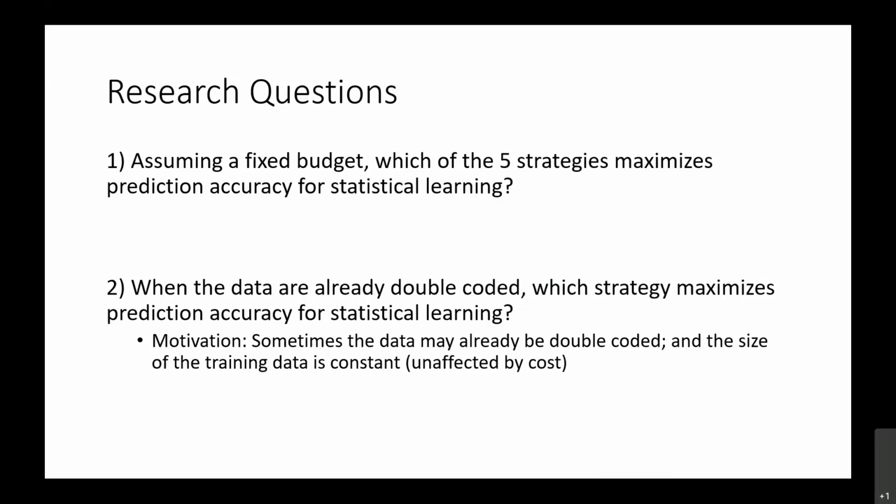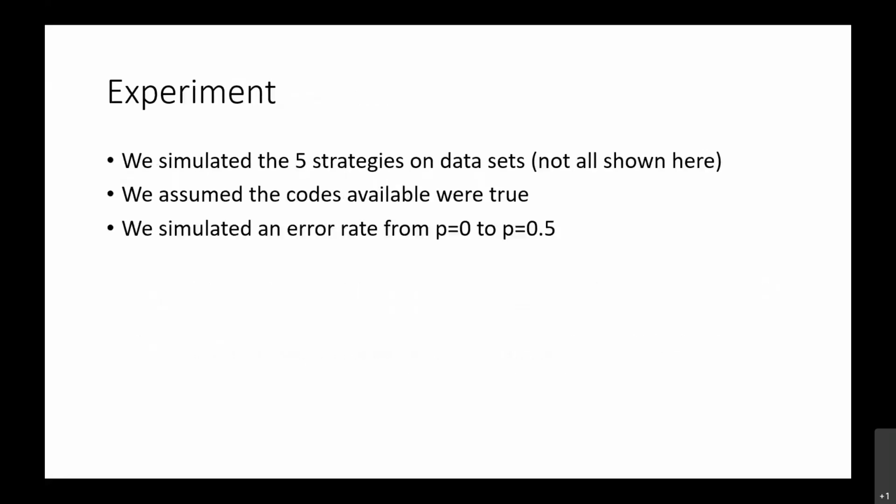On second, when the data are already double coded, which strategy maximizes prediction accuracy? And this might be true, as I said, because we want to compute kappa and we already have the data double coded. We did several simulations and applications to real data sets, and for time constraints, I'm showing one.